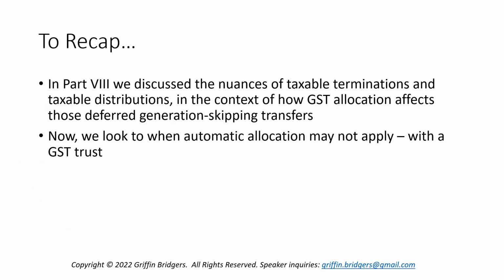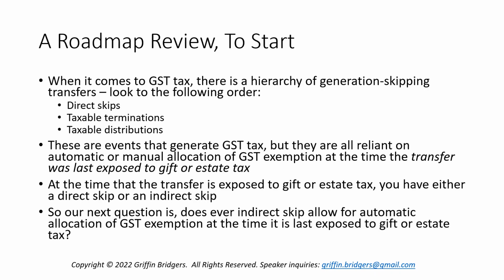But to give you the lay of the land, in Part 8, we discussed taxable terminations and taxable distributions, and looked at those, following up on prior parts, in the context of how the GST exemption allocation affects those types of deferred generation skipping transfers. So now we're going to dive back to this concept of automatic allocation and look at when it might not apply, in particular if you have a trust that is not a GST trust. Before we get there, it helps to have a roadmap review to start, which ties together some ends that I felt were left loose from prior installments.